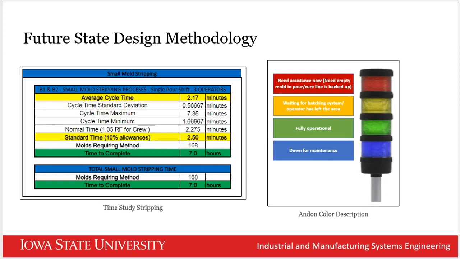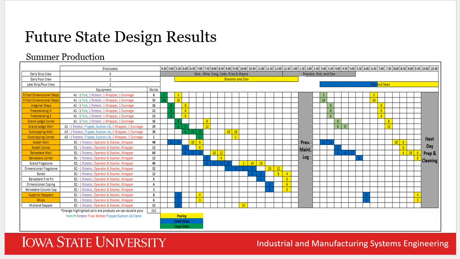Moving on to the future state design methodology, in order to create a production schedule that hits the production target, it's important to stick to the standard time of 2.5 minutes when stripping the small molds with the demolder. And to mitigate delays and bottlenecks from the pouring machine, a color key was created for the manually operated Andon light stack for better visualization, communication, and production across the facility. From all this, the production schedules for King's Material could be created.